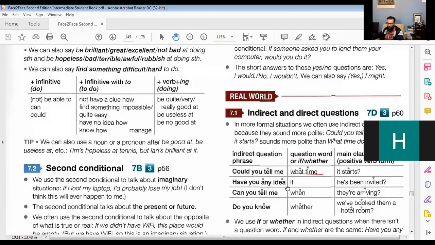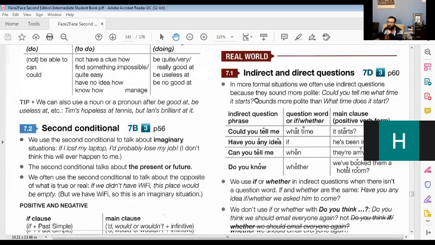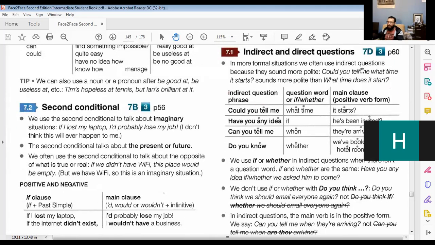So it says here, excuse me, in more formal situations, we use indirect speech, okay, because it sounds more polite. Could you tell me what time it starts? Sounds more polite than what time does it start? This we agreed on. So this is kind of clear. Then it says indirect question phrase. So you can use these phrases to start your indirect questions. And then you can use if, the question word. It's up to you.